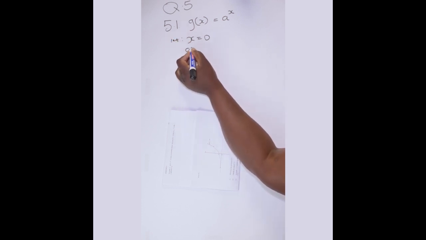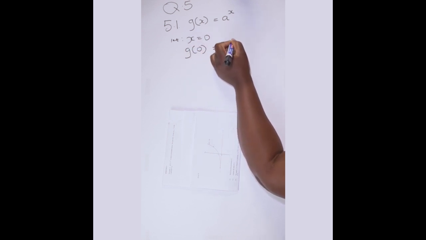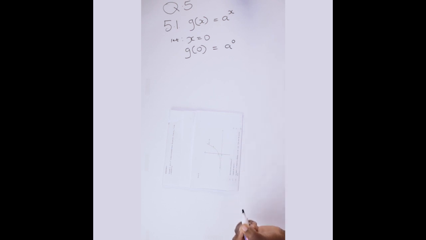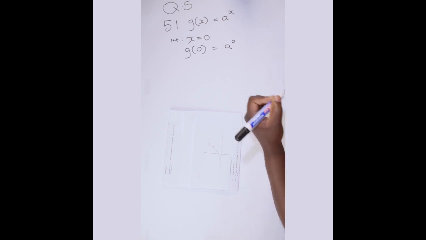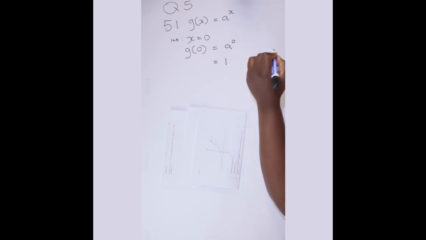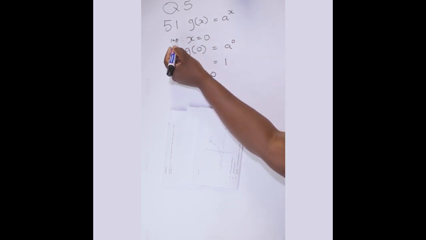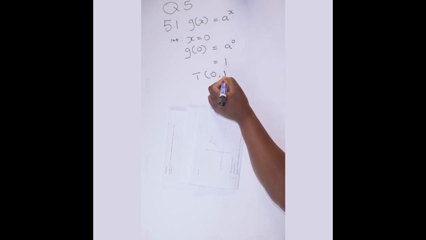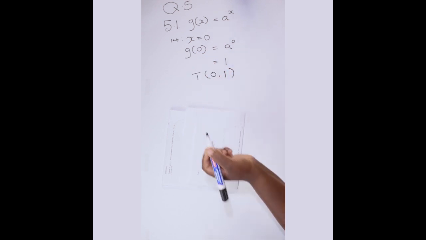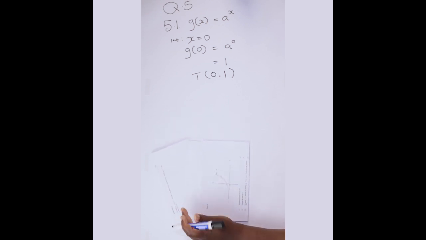In other words, g of 0 will be equal to a to the power 0. But in terms of exponents, we say everything to the power 0 is equal to 1. So even a to the power 0 is equal to 1. Therefore, the coordinates of T are going to be the 0 that you have let x be, and also the 1 that you have calculated just now. You see how simple you can get those 2 marks. That is simple and straightforward.